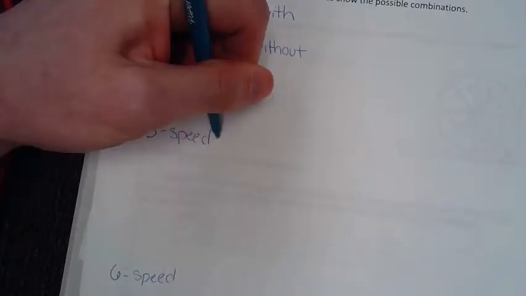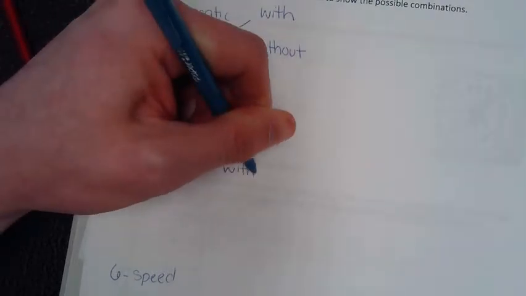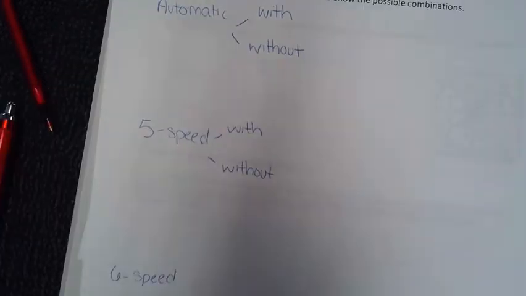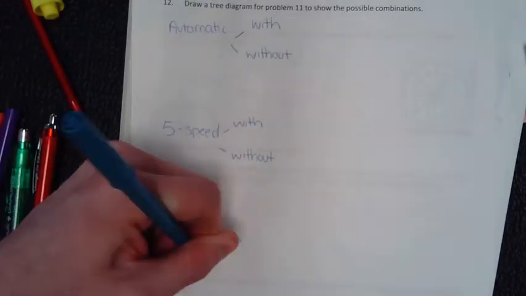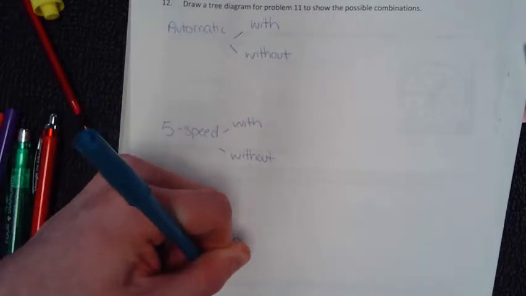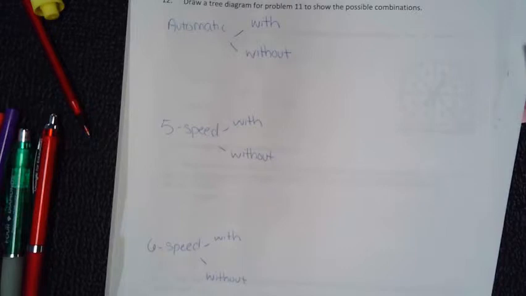For my 5-speed, with a sunroof, without a sunroof. Unfortunately, I think I am going to have to zoom out just a little bit because once our tree gets a little bit bigger, we won't be able to see anymore. And my 6-speed with a sunroof, without a sunroof. Last is the colors. So I can get automatic with a sunroof in 4 colors.